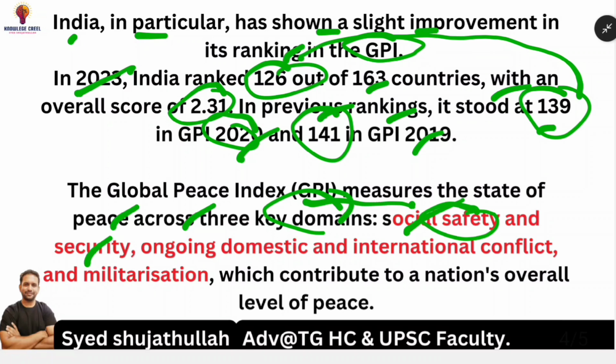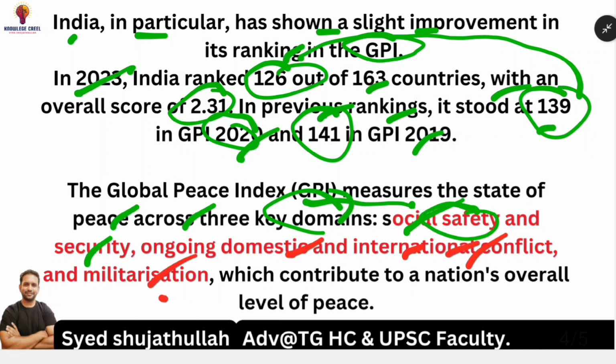Ongoing domestic and international conflict is the next one. Ongoing domestic means within the country, just like in Sri Lanka, where the economic crisis was there, or what was happening with regard to Syria. So the own people rebelling against their own government is called internal conflict. And international conflict here is between the countries.